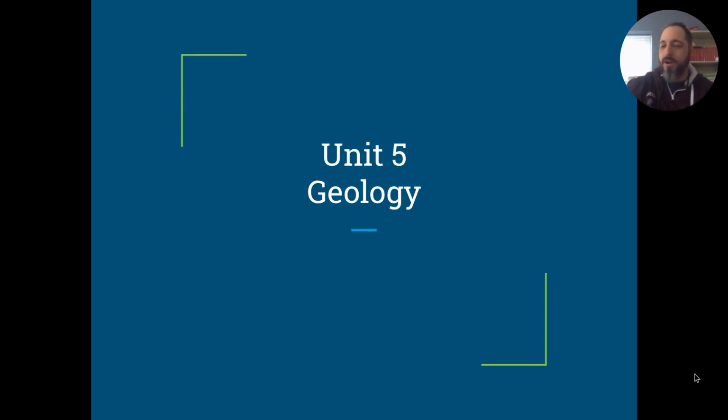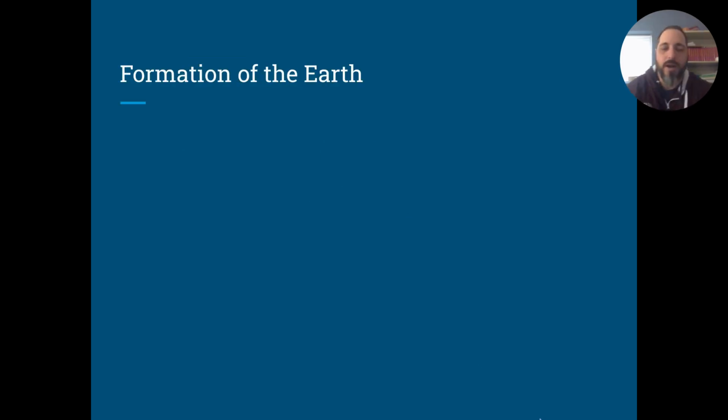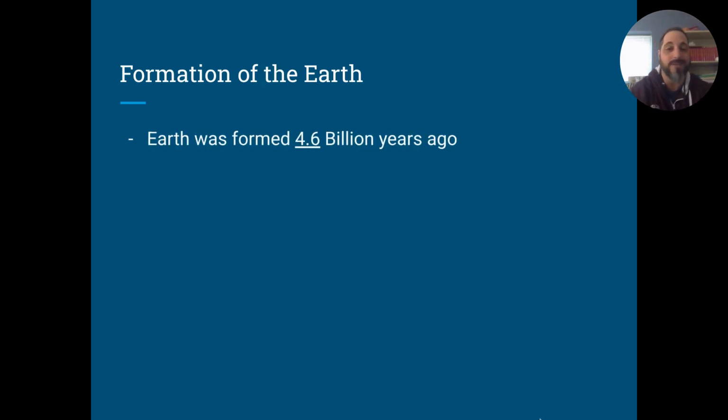Today we're going to be starting our new unit, all about geology. And the first thing we're going to be talking about is the structure of the Earth. In order to talk about the structure of the Earth, we have to talk about how the Earth was initially formed. The Earth was formed 4.6 billion years ago. That's billion with a B, not just million years ago, 4.6 billion years ago. That is a very long time ago.